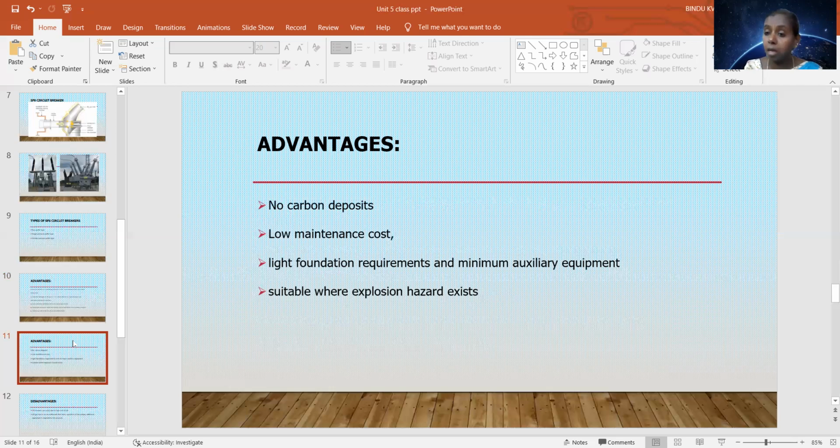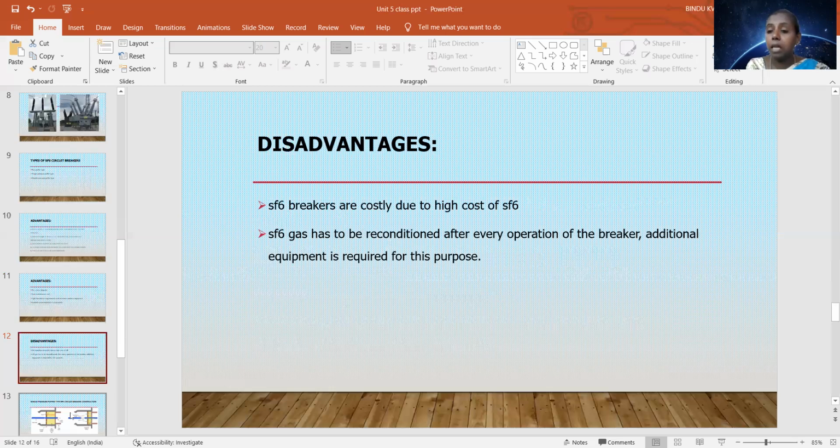We can go for reusing this SF6 gas, and it requires only minimum auxiliary equipment. Since it is non-inflammable, it is suitable for explosion hazards. The only disadvantage here is the very high cost. After every operation of the breaker, this gas has to be reconditioned, and for reconditioning the gas we obviously require additional equipment.